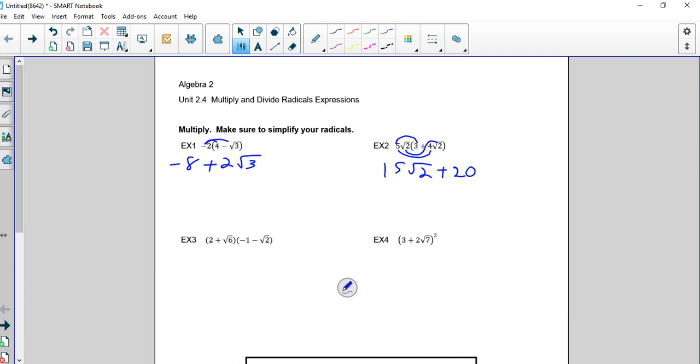And we have a choice. We can put radical 4 or times 2, either way. So radical 4 is 2, so that's 15 radical 2 plus 20 times 2, which is 40.